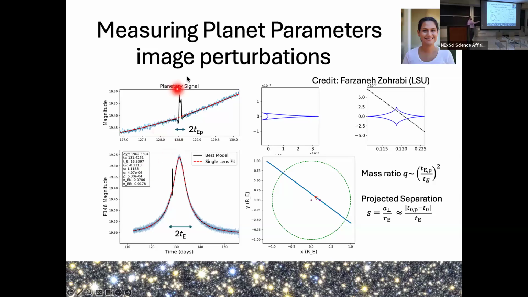Another way of describing this is that the magnification at the time of the planetary signal is telling you where the source was relative to the lens. I forgot to say, the magnification that a single lens event reaches does not depend on the mass. It only depends on the separation of the source and the lens. So as you go closer to the lens, the magnification increases.